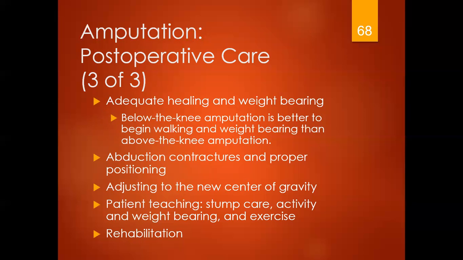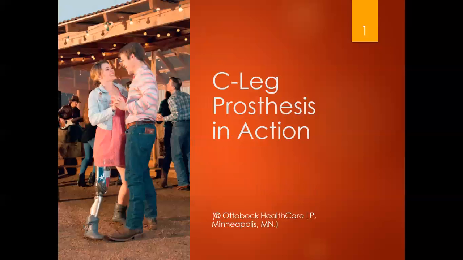The patient has to adjust to this new center of gravity, right? Especially if they've lost a lower limb. They need to learn how to balance on one leg, how to bend over without losing their balance, how to use their back muscles, especially when they're wearing that artificial limb. We need to teach the patient about how to care for their stump, right? How to do activities and bear weight safely, how to exercise to promote loss of muscle structure, and that they need to go to rehab in order to increase their ability to perform their ADLs.